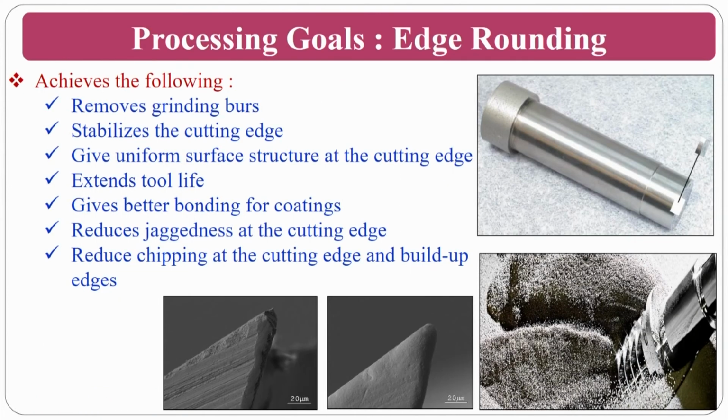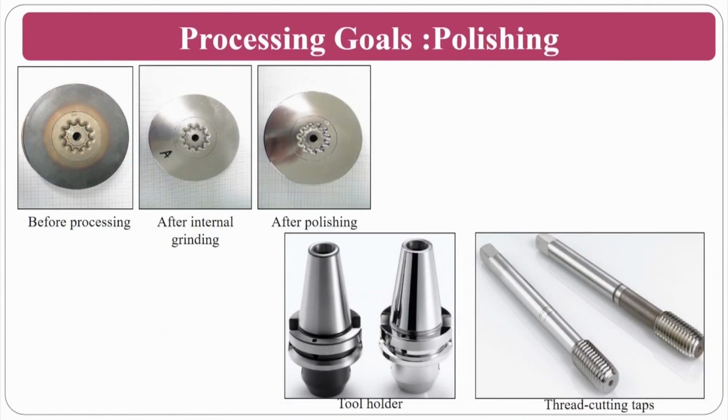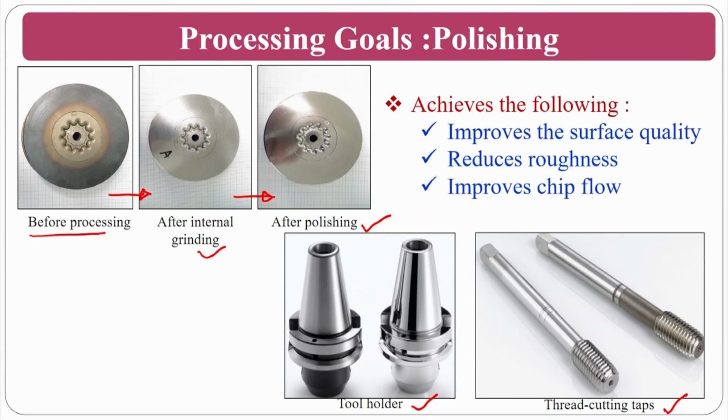This process is normally used for edge rounding, like achieving the following: removes the grinding burrs, stabilizes the cutting edges and extends the tool life. So many applications you can use this for. Normally deburring operation is also done. If you can see here, before processing, after the grinding operation and after the polishing operation, how it changes from this to this and this to this. At the same time, tool holder, you can see before and after, and the thread cutting tips also. These are all applications of this particular process.